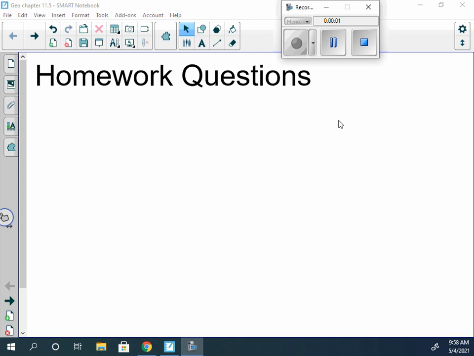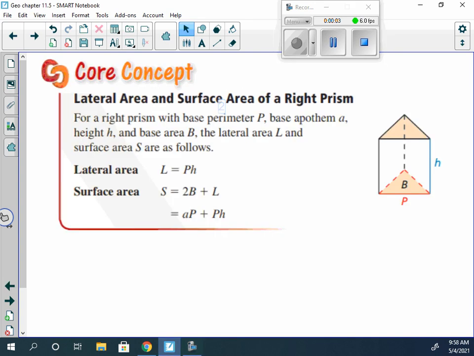What we're covering today is surface area. We're talking about three-dimensional shapes, and the surface area is going to be the area of all the different faces, all the sides combined.